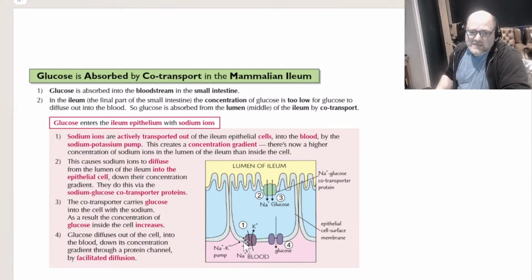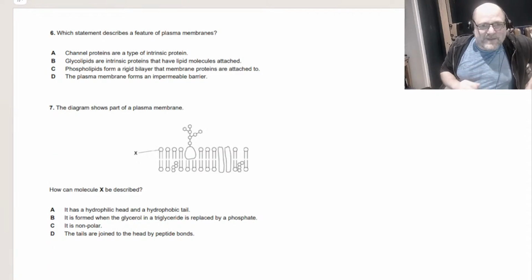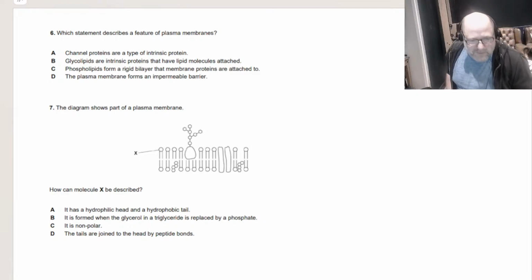Indirectly active transport, you're doing active transport of sodium to create a concentration gradient. Anyway, that's the co-transport of sodium. You can read up on that if that is the kind of thing you like. Let's do a few questions on the membrane.